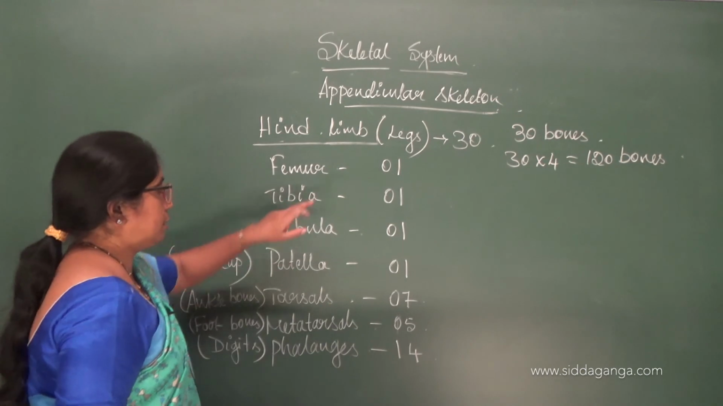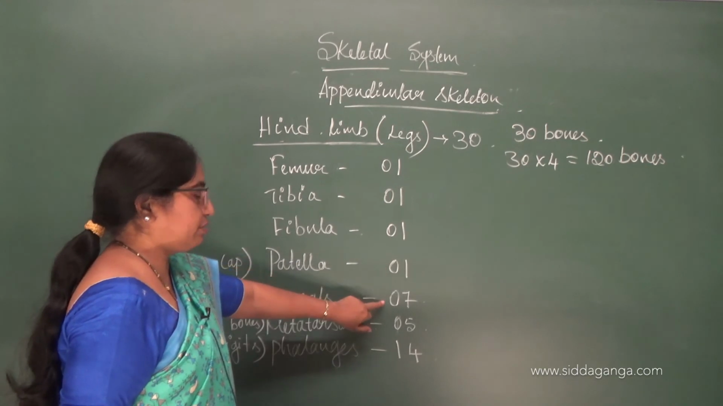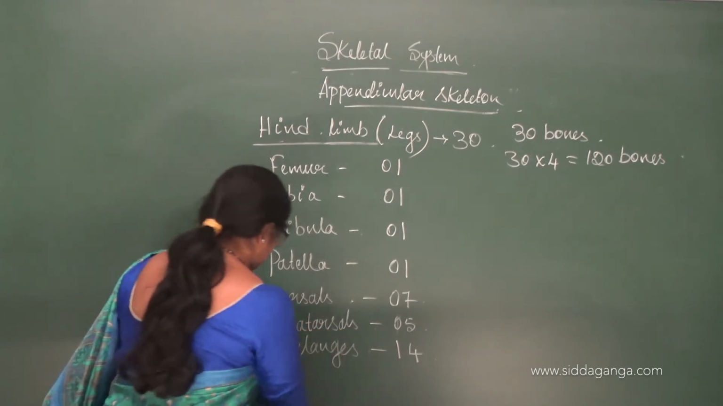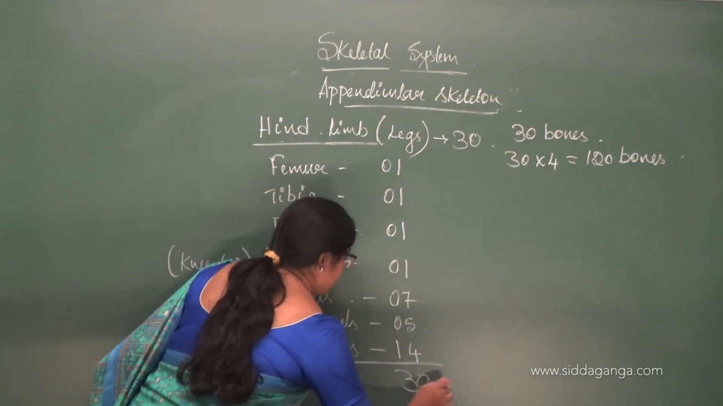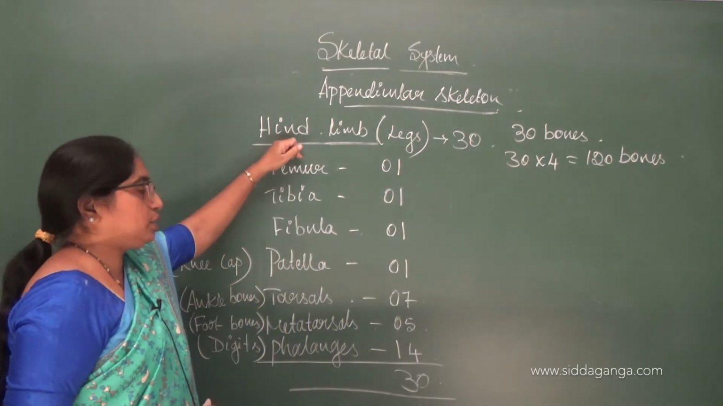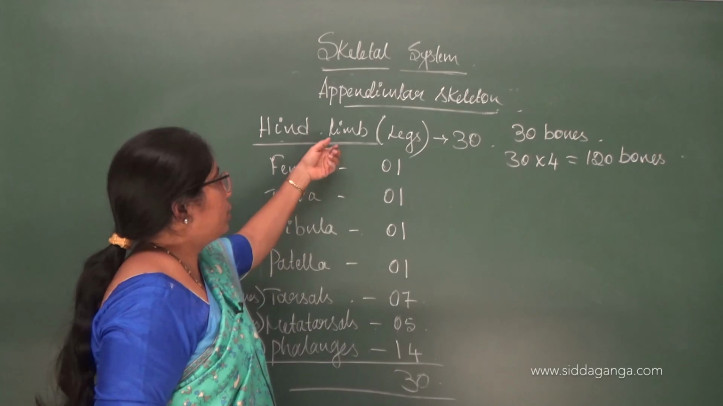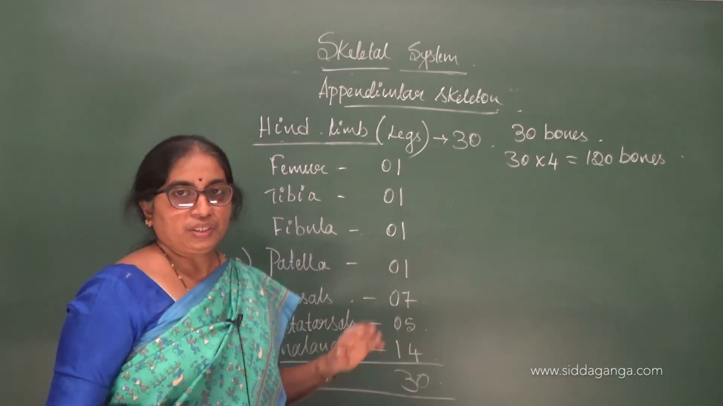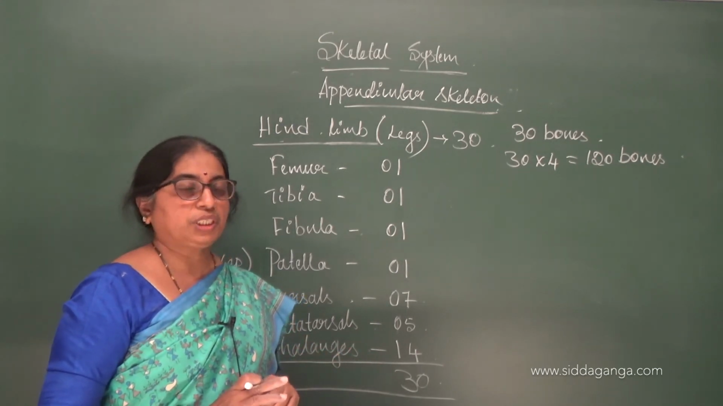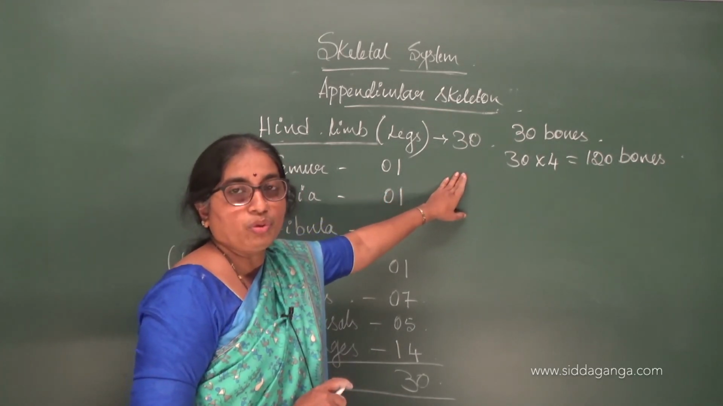So take account of it. 1 plus 1 is 2, 2 plus 1 is 3, 3 plus 1 is 4, 4 plus 7 is 11, 11 plus 5 is 16, 16 plus 14 is 30. 30 bones of the hind limbs, that is the legs. So each hind limb has got 30 bones. There are 2 hind limbs, therefore 30 plus 30 will be 60. 60 bones from the hind limbs and 60 bones from the forelimbs, which accounts for 120 bones. So 120 bones from the limbs.